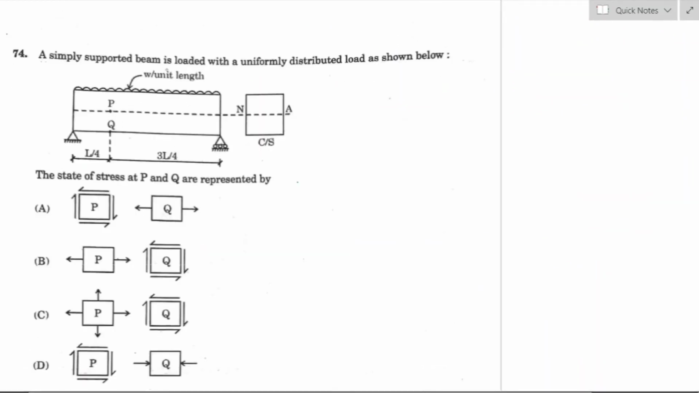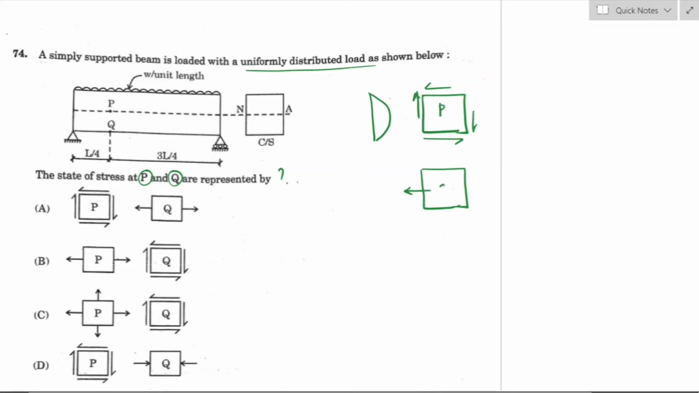Question number 74. A simply supported beam is loaded with a uniformly distributed load as shown in the figure. The state of stress at P and Q are represented by. So state of stress at P means it will be acting in a shear stress distribution. So its representation is like this. And the state of stress at Q means it will be acting in a normal stress distribution. So for P it is shear stress and for Q it is normal stress. So option A is the right answer.